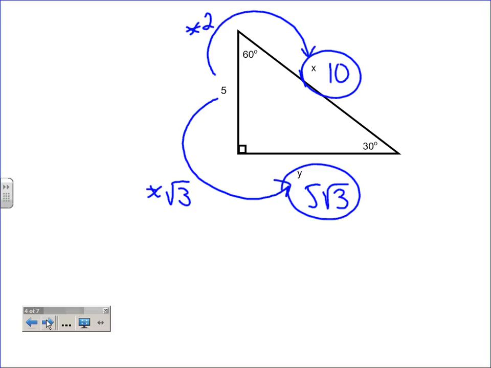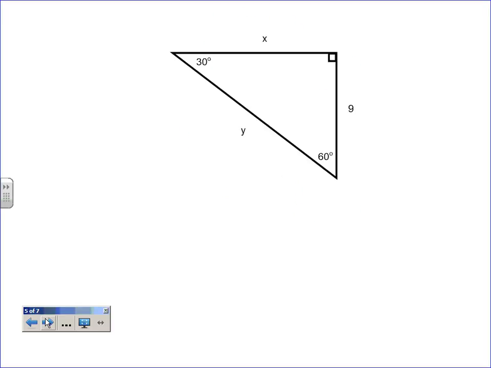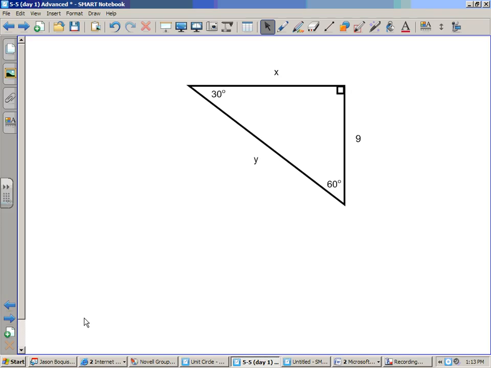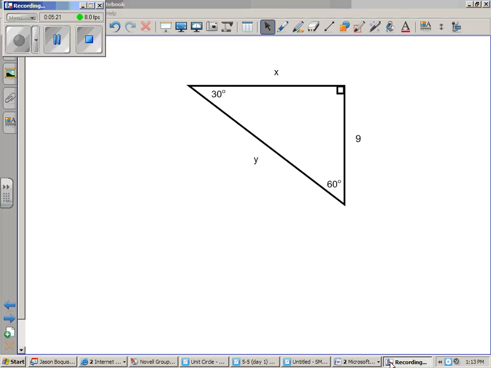Questions so far? This should be review from geometry. Oh, look at that. I gave you across from 30 again. Why don't you take a second and see if you can get x and y for this one. All right, hopefully you did well.